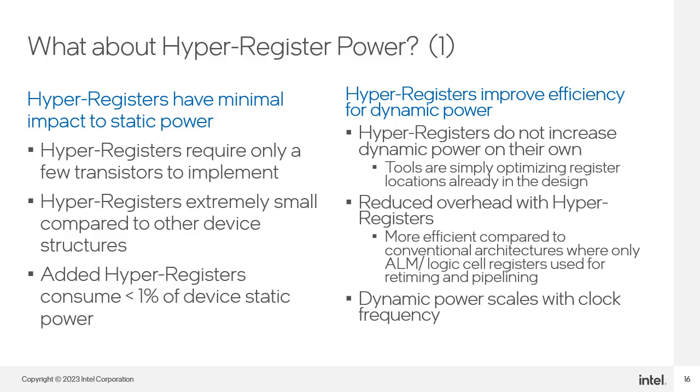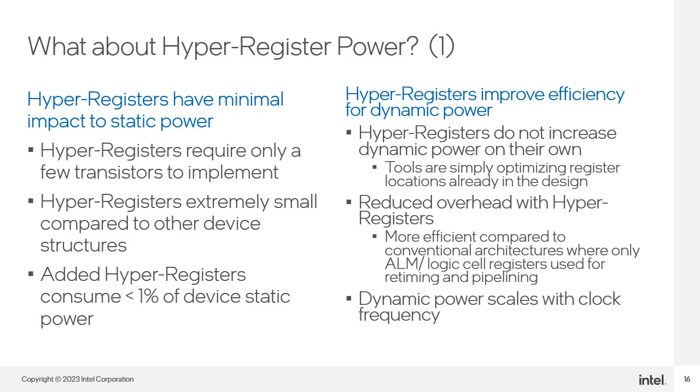With regards to dynamic power, hyperregisters on their own do not cause an increase in power. This is because during optimization, the software tools take register stages implemented in ALM registers and replace them with hyperregisters. Overall, this proves to be more efficient than using other ALM registers for the same type of optimization.